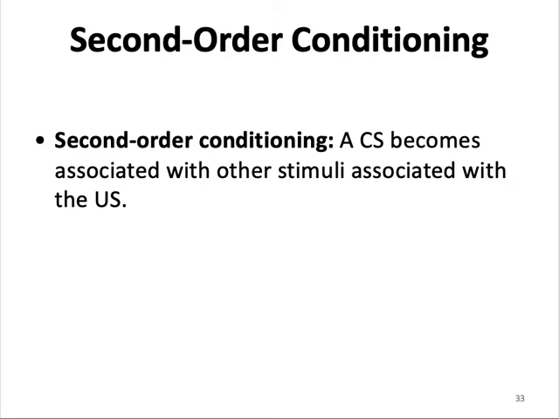Second order conditioning: a conditioned stimulus becomes associated with other stimuli associated with the unconditioned stimulus. Second order conditioning helps account for the complexity of learned associations, especially in people. In another Pavlov experiment, a black square was presented with the metronome without food, when the metronome was being paired with food at other instances. Later, the black square alone produced the salivation.